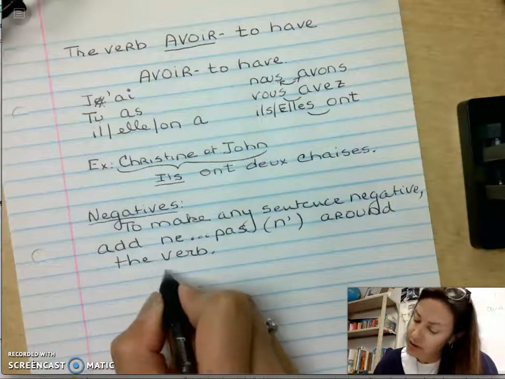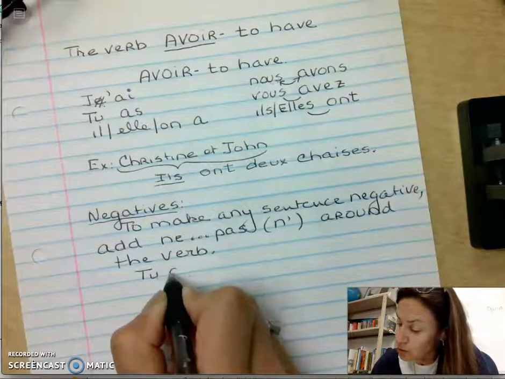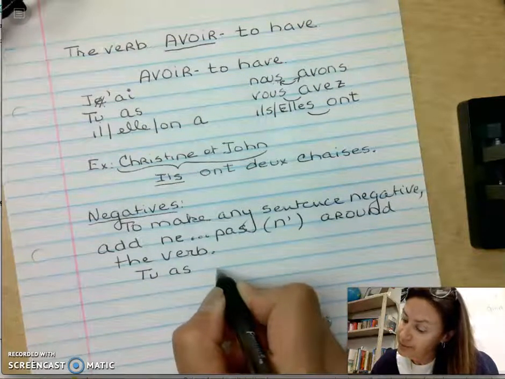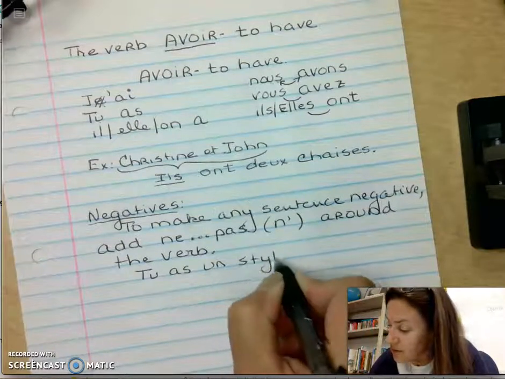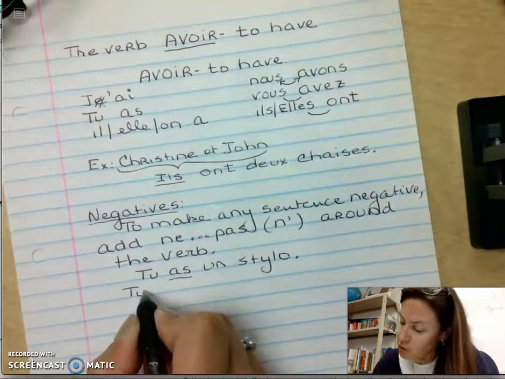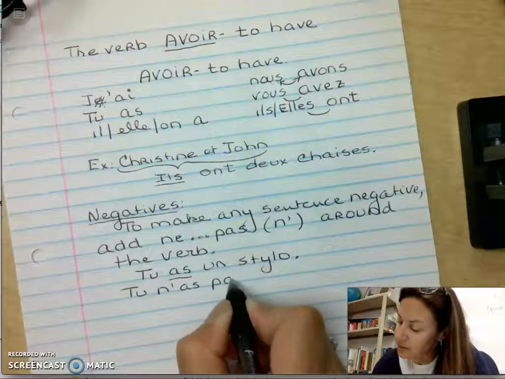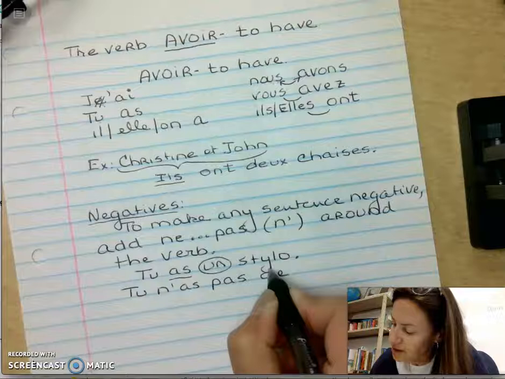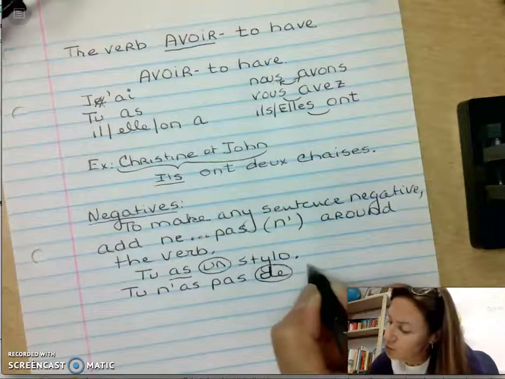So, for example, tu as un stylo. Here's my verb. Tu n'as pas. And now we're going to look at another piece of the puzzle here. That's a D. Tu n'as pas de stylo.